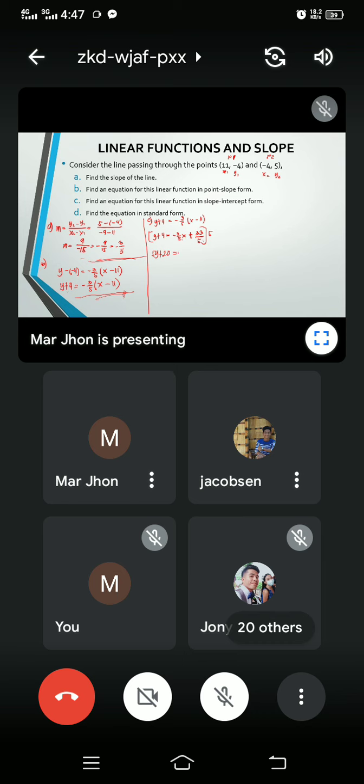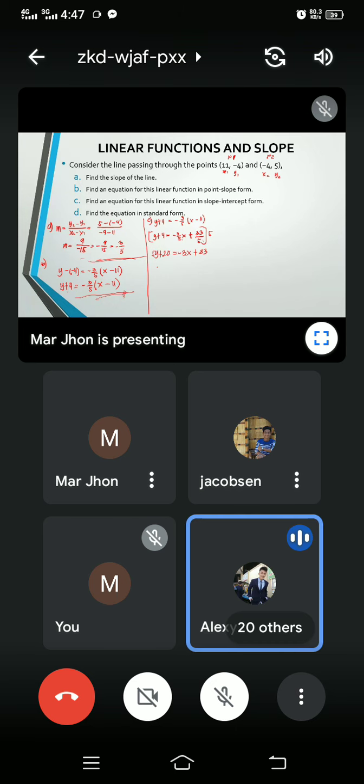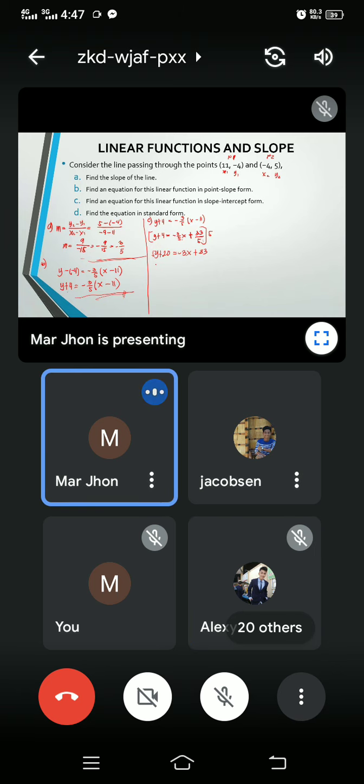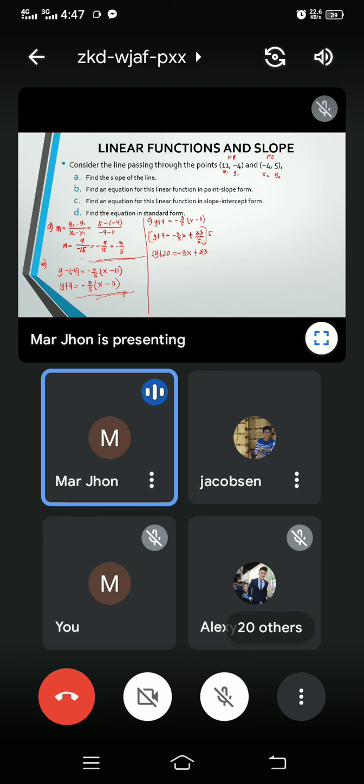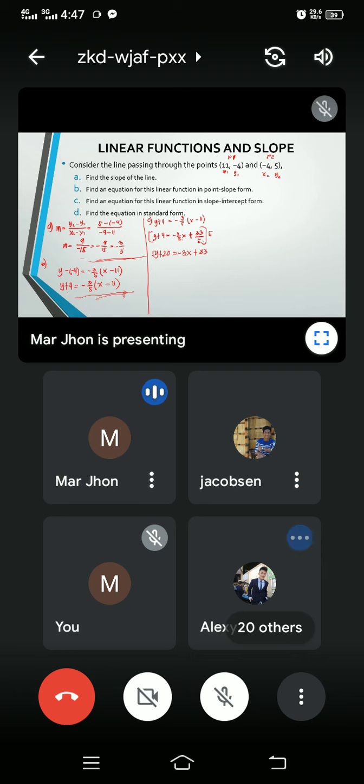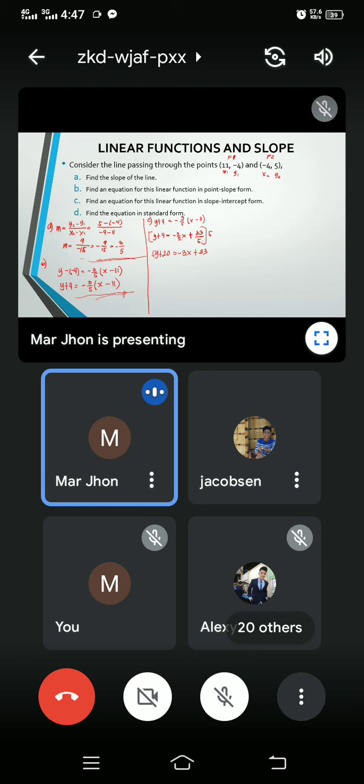Then 33 over 5, cancel the 5 also, so we have plus 33. The common denominator is 5, the least common multiple, so that it becomes a whole number, everything whole numbers.